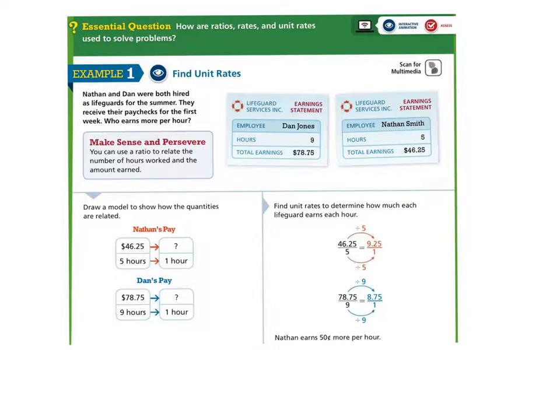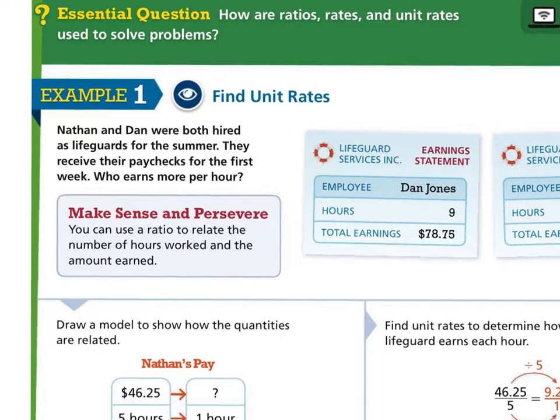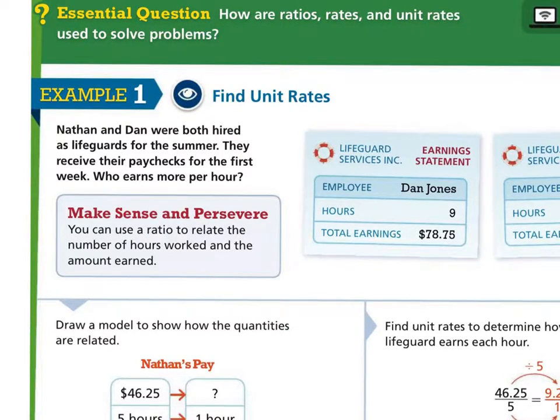So we look at our problem here. Nathan and Dan were both hired as lifeguards. They received their paychecks for the first week. Who earns more per hour? So we're talking about earnings per hour, how much they earned per hour.